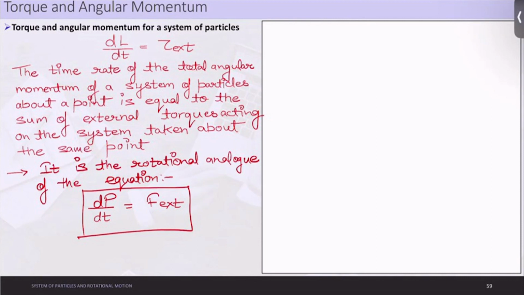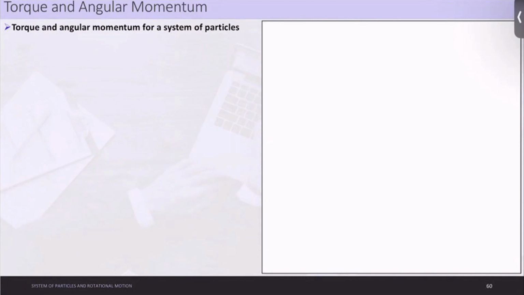So now, as we related dp by dt with something equal to F external, we basically said that when F external of a system of particles is equal to 0, then dp by dt is 0, and if dp by dt is 0, we say that p is conserved, right? So let us go with the same concept here and understand the conservation of angular momentum.